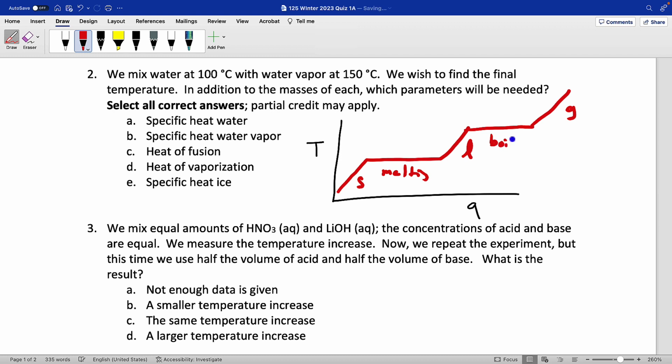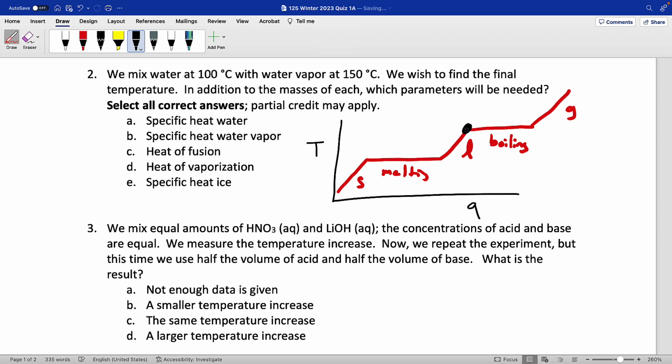There are all these different terms that in principle we could have, but where are we in this specific problem? Well, we have water at 100 degrees C. So it's liquid, but it's at 100 degrees C. That means we're in this liquid segment, but we're at the top. So we're starting here.